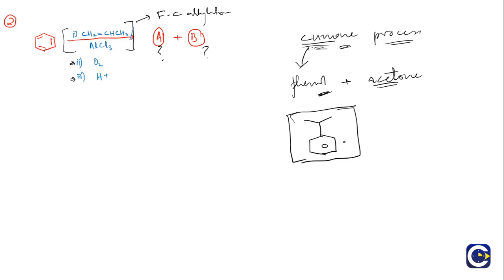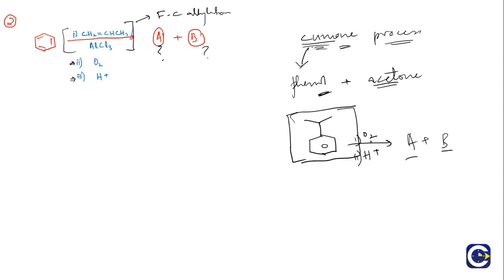The actual reaction is that this cumene reacts with oxygen, and in the next step it will be protonated. In the first step it is oxidized, second it's protonated, and we get two products A and B, that is acetone and phenol. But in this reaction we have been given the benzene, not the cumene. The benzene first reacts with this propene by the Friedel-Crafts alkylation reaction, and we get this cumene.